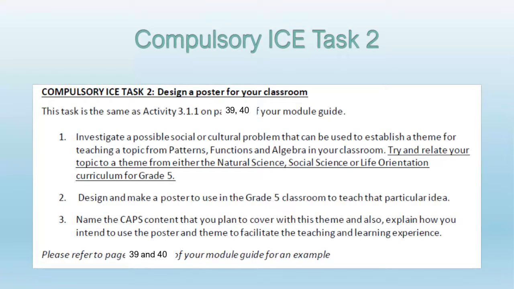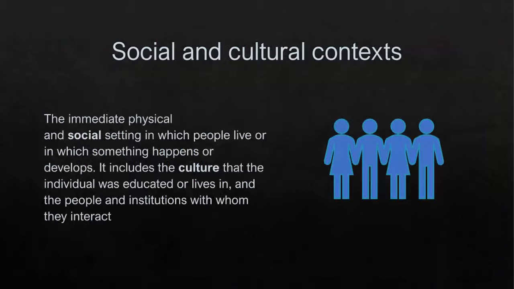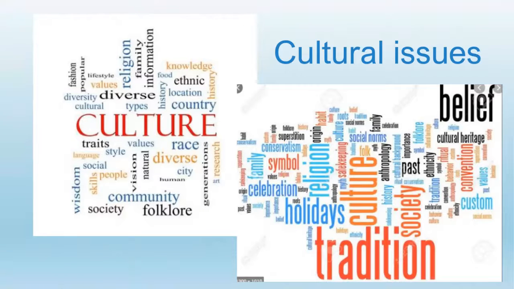Okay, so let's start with our possible social or cultural problem that can be used to establish a theme for teaching a topic in patterns, functions, and algebra. So let's look at a few contexts. Your social and cultural context is the immediate physical and social setting in which people live or in which something happens or develops. It includes the culture that the individual was educated or lives in and the people and institutions with whom they interact. Okay, so let's look at a few cultural issues.